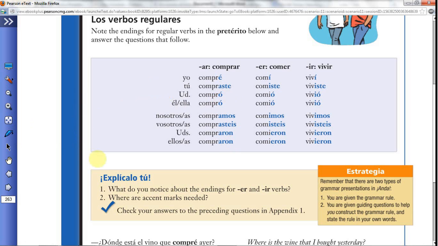And then this question, what do you notice about the endings for ER and IR verbs? They're the same, right? They're the same. So you have to memorize two sets of endings and then apply this set to AR and apply this set to ER and IR.